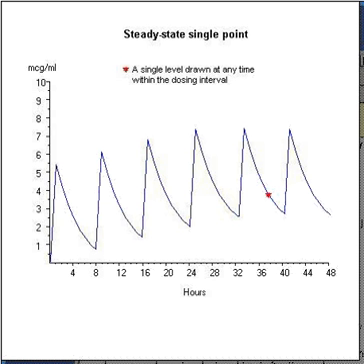And another steady state method is just a single point method. This is a Bayesian method. It's a single level drawn at any time within the dosing interval. Again, the assumption is steady state, but the patient must be at steady state for the accurate analysis.